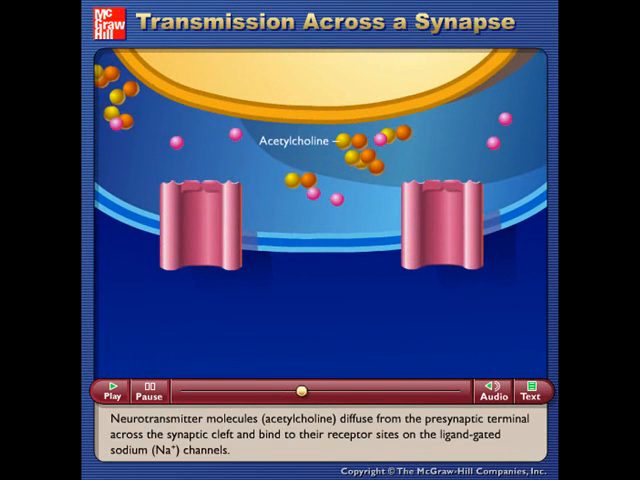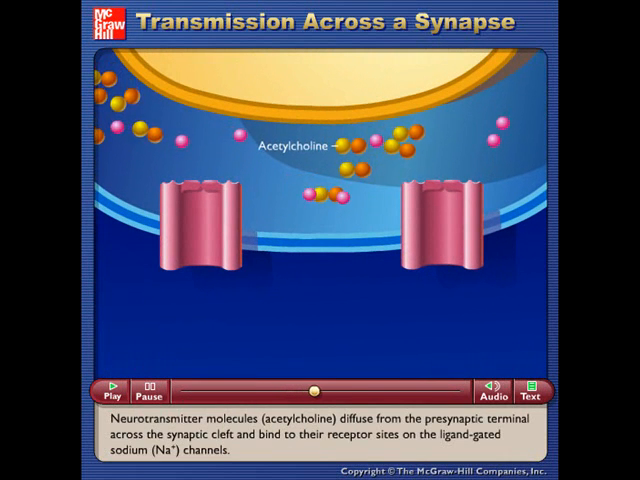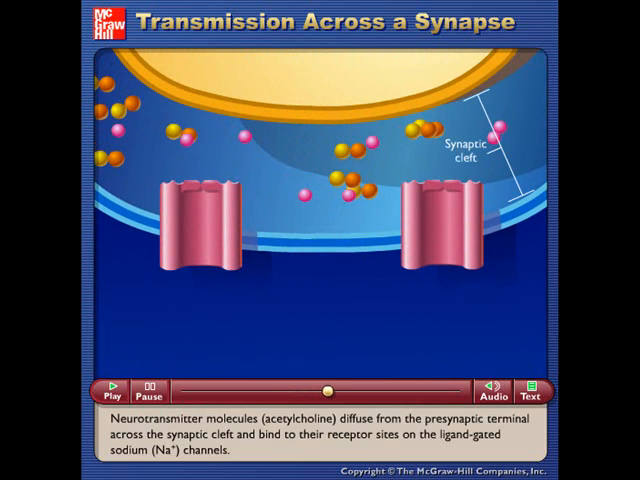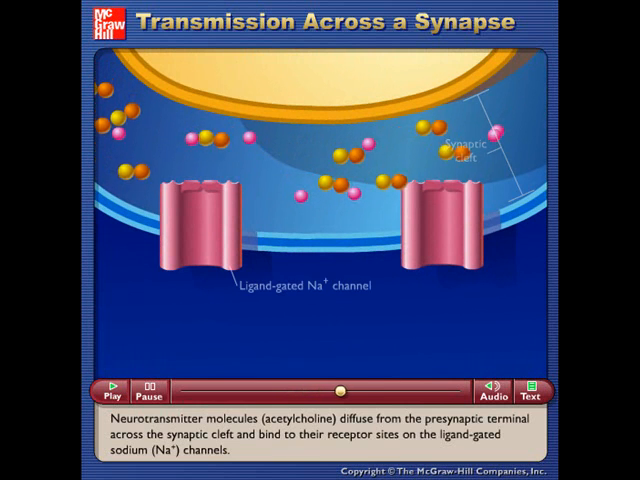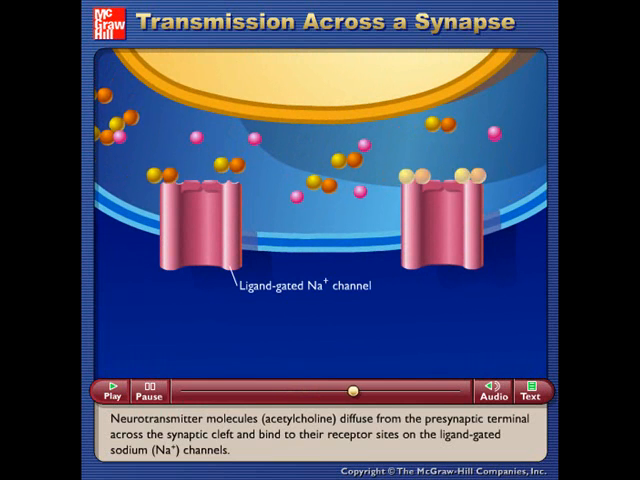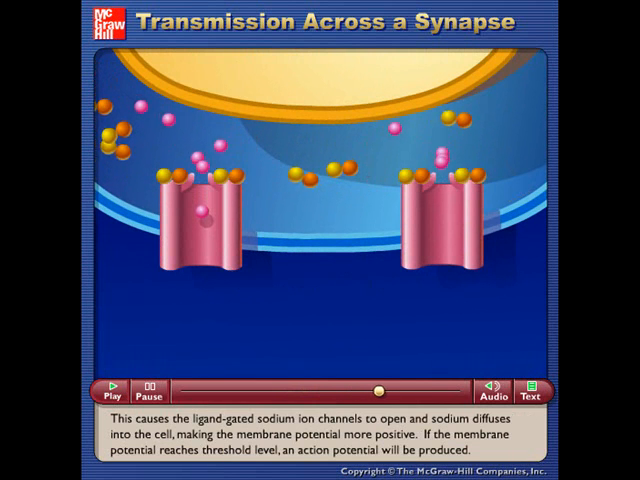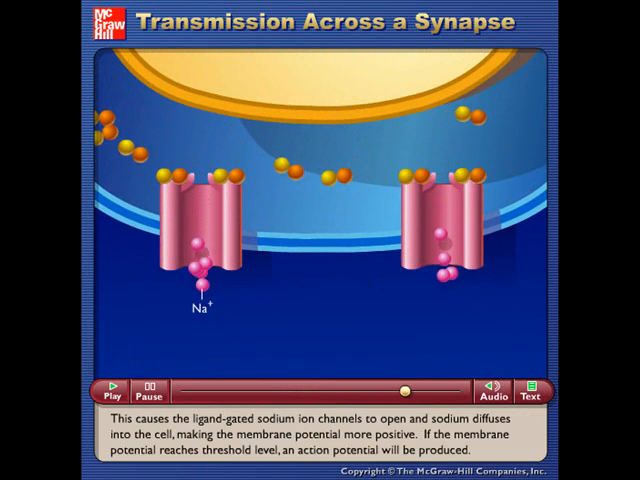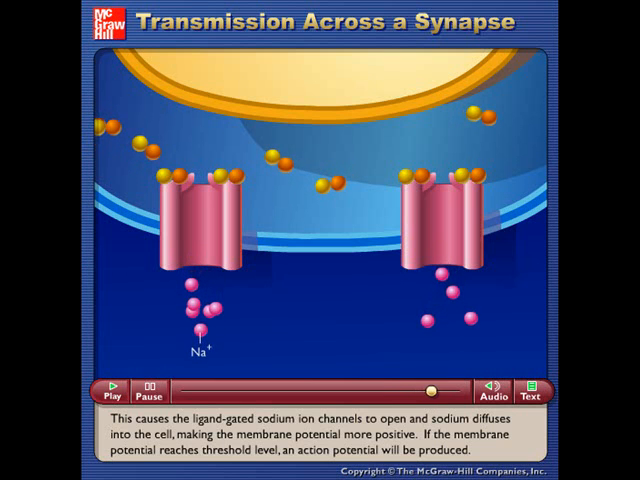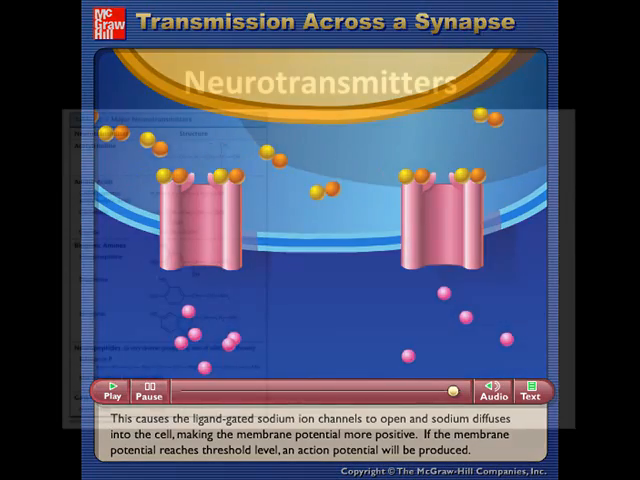Neurotransmitter molecules, acetylcholine, diffuse from the presynaptic terminal across the synaptic cleft and bind to their receptor sites on the ligand-gated sodium channels. This causes the ligand-gated sodium ion channels to open, and sodium diffuses into the cell, making the membrane potential more positive. If the membrane potential reaches threshold level, an action potential will be produced.